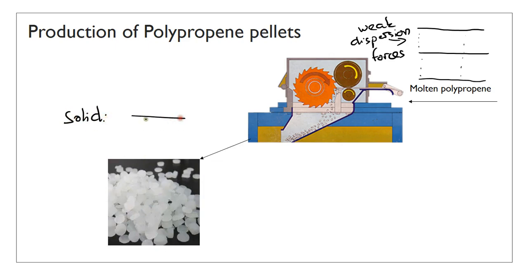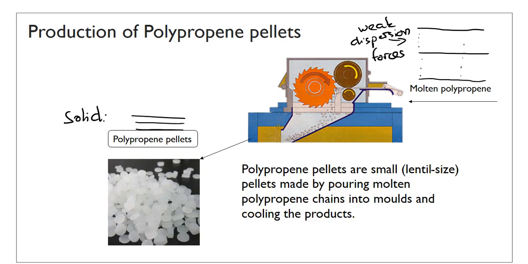So you still have the chains but they're just a little bit closer to each other, so they're solid, and you have a little bit stronger dispersion forces between them. But these are the pellets. Somebody told me that they're kind of lentil in size, so I put that there. But these are the polypropylene pellets.